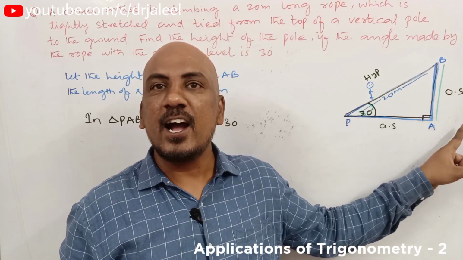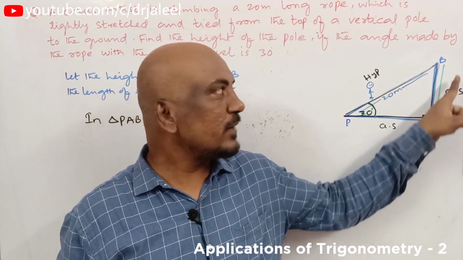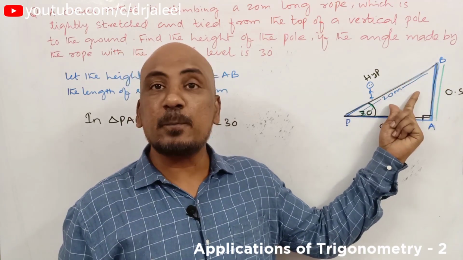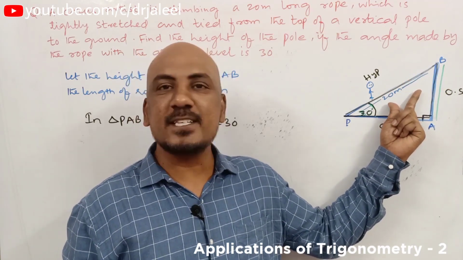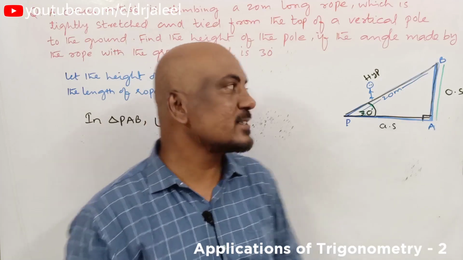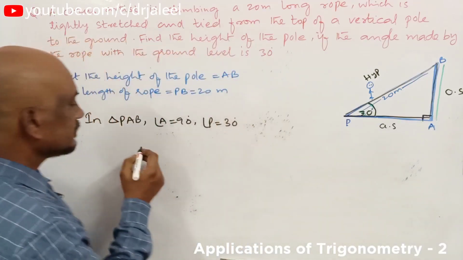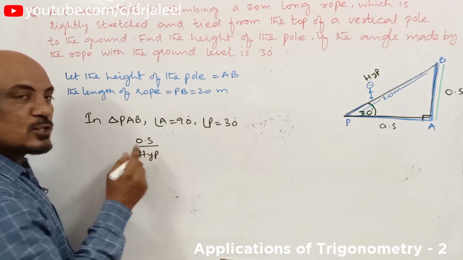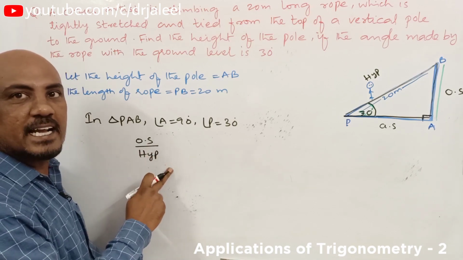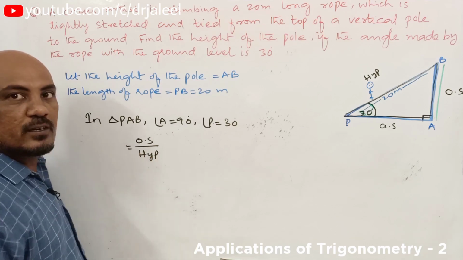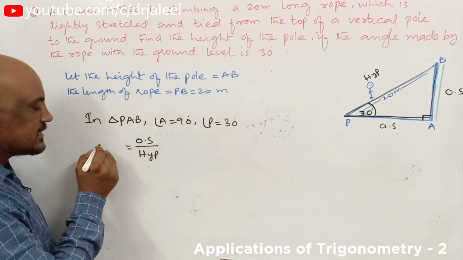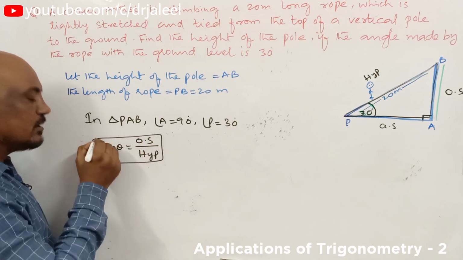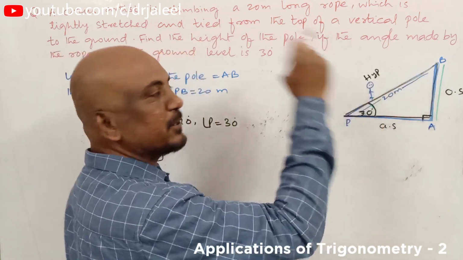You need to find the opposite side. You need to find the height of the pole. So the opposite side is needed. What is provided to you? The hypotenuse is provided. How much is it? 20 meters. So let's now relate both. Opposite side by hypotenuse side. So what is opposite side by hypotenuse side? From the definition of trigonometric ratios, it's nothing but sine theta. Sine theta is equal to opposite side by hypotenuse side.